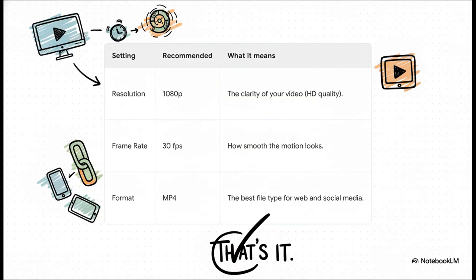really only need to worry about 3 things. For resolution, pick 1080p. That's perfect HD quality. For frame rate, stick with 30 FPS. That's the standard for smooth motion online. And for the format, choose MP4. It's the one that works everywhere. Seriously, stick to those 3 and your video is going to look great.